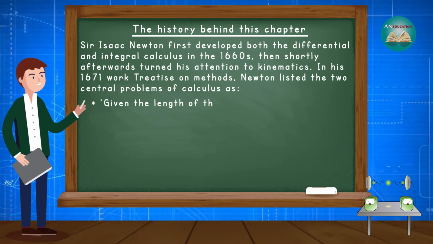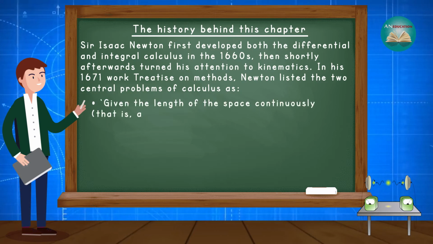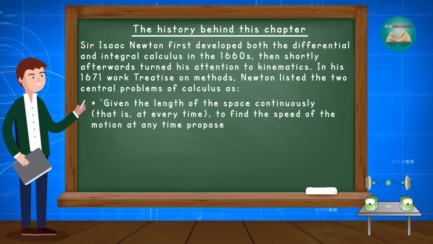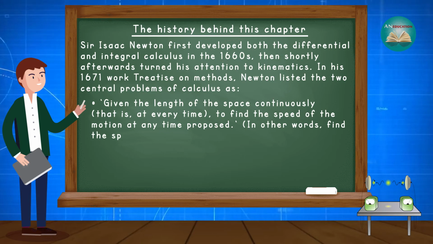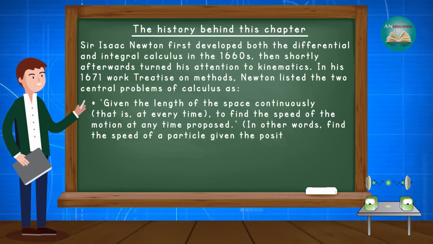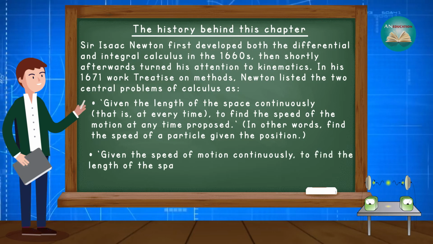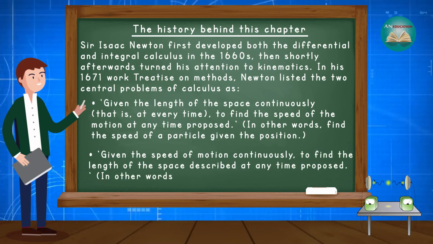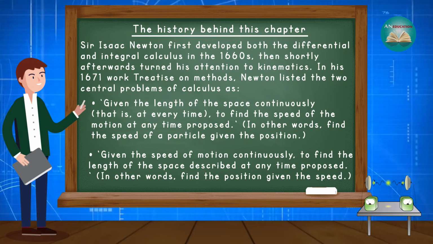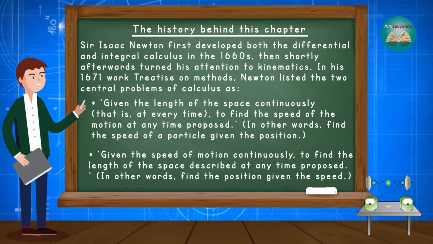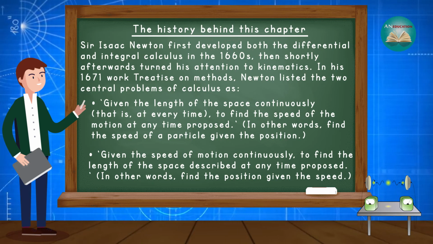the length of space continuously, that is, at every time, to find the speed of motion at any time proposed. In other words, find the speed of a particle given the position. Second, given the speed of motion continuously, to find the length of the space described at any time proposed. In other words, find the position given the speed. These problems were the motivation for Newton's work on calculus.